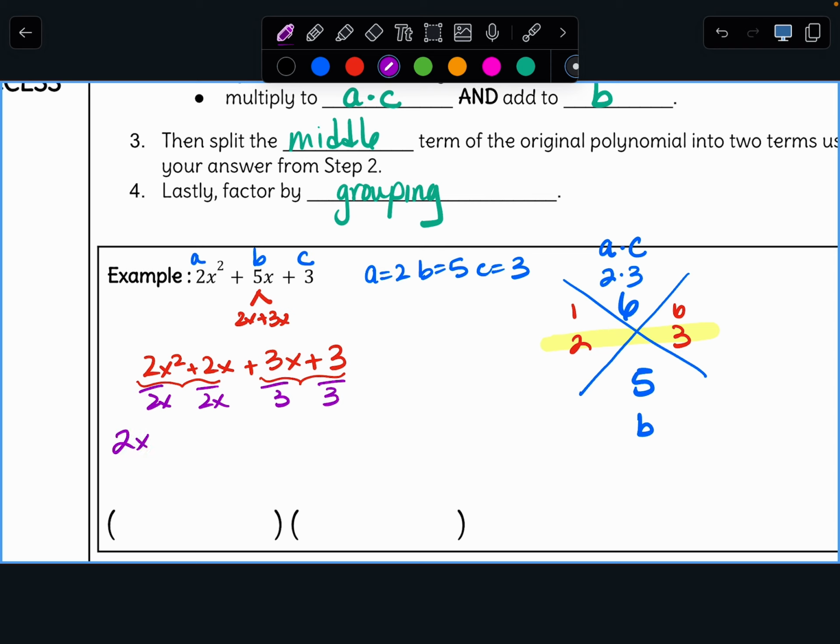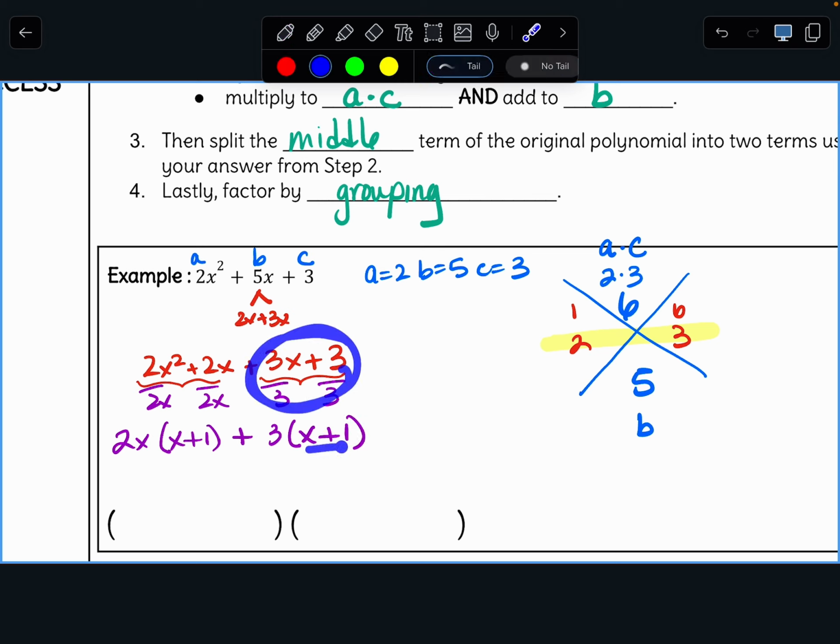So that gives me 2x times x plus 1 plus, and the point of doing this is as I divide this, this should be my second term. I'm trying to force it to be that thing. So then I get 3 times x plus 1. If at any time as I'm dividing through this, these two things aren't the same, then I need to go back and check and see why not, because they should be.